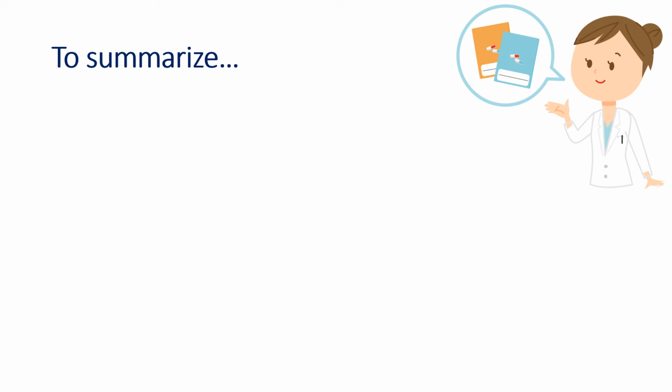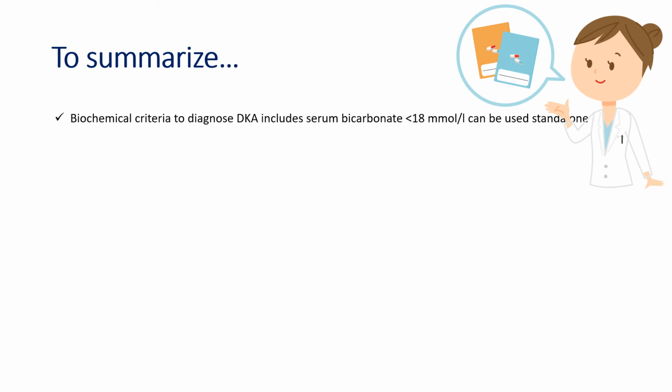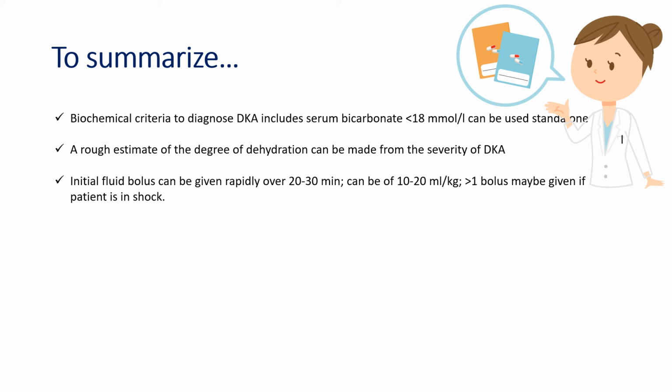So summarizing the salient points in these guidelines, biochemical criteria to diagnose DKA include serum bicarbonate less than 18 millimoles per liter, and it can be used standalone irrespective of the pH availability. A rough estimate of the degree of dehydration can be made from the severity of DKA, in that mild DKA is around 5% dehydration, moderate is 7%, and severe is 10% dehydration.